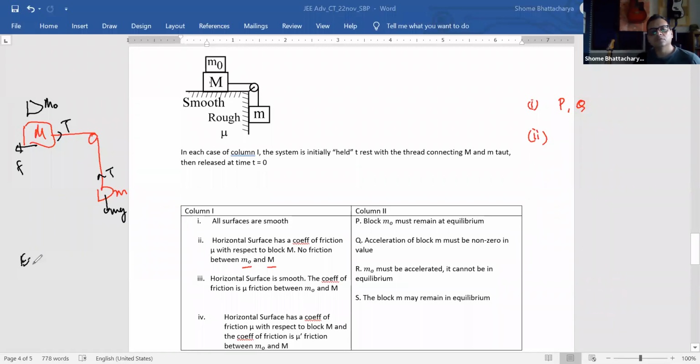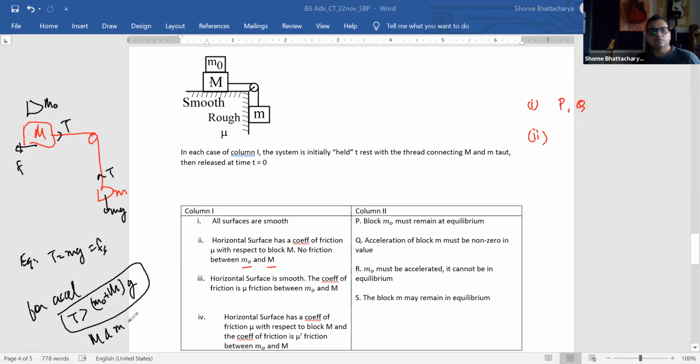So equilibrium means that tension is equal to mg equals static friction. So for acceleration, tension has to be greater than (m naught plus capital M) g. So if this happens, then again capital M and small m will have acceleration, but m naught will remain at rest. Why? Because this surface is smooth. The surface between the two blocks, this one is smooth.